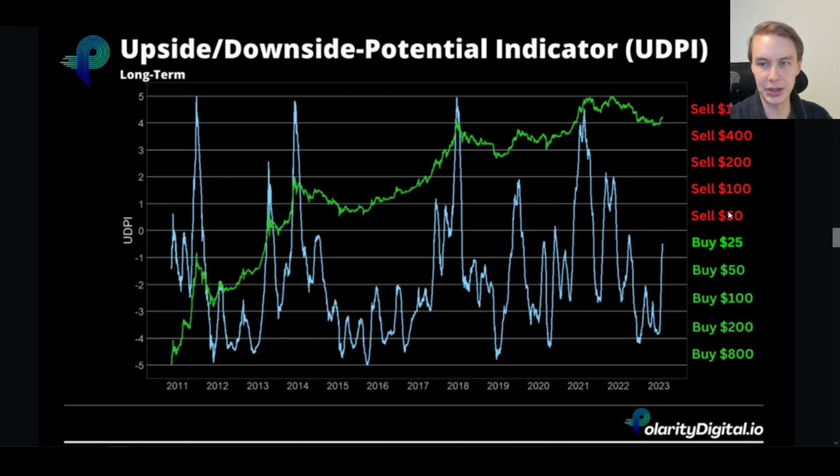And then on the flip side, if the UDPI flips above 0, so now it's getting into the riskier territory, you start selling out. So you might start selling 50 between 0 and 1, 100 between 1 and 2, 200 between 2 and 3, etc., all the way up to the top.